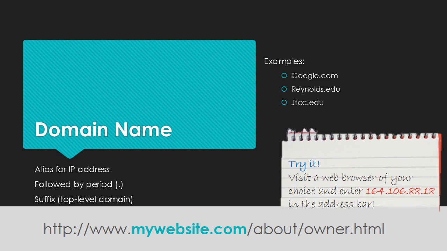The domain name serves as a user-friendly alias for the IP address. Remember, each website has a unique web address called a URL. In addition to entering the URL, users can also enter an IP address. Of course, it is much easier to remember a domain name than a string of numbers. Try it. Visit a web browser of your choice and enter 164.106.88.18 in the address bar. What do you see?